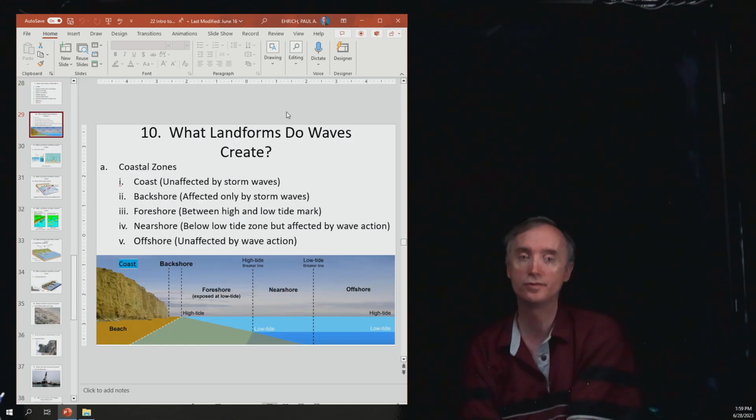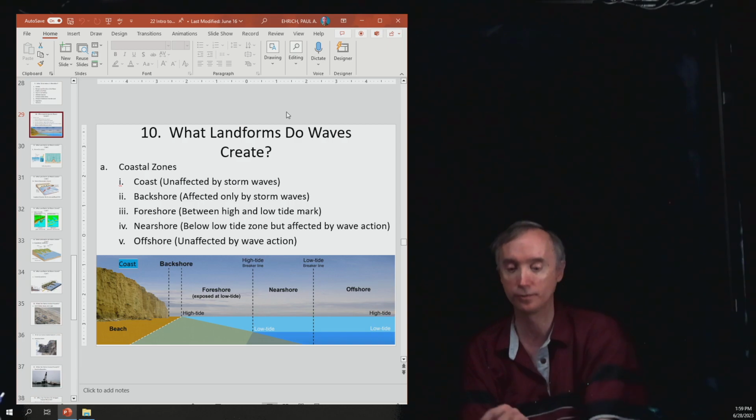Okay, here are some words that you need to know. I could give you the picture and then ask you to label the picture. So what is the coast? What is the backshore? What is the foreshore? What is the nearshore? And then what is the offshore?